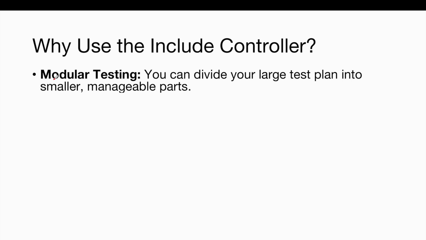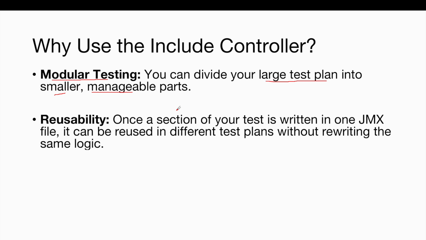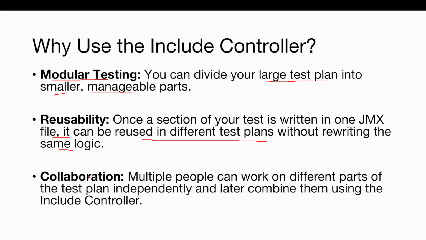Number one, modular testing. You can divide your large test plan into smaller manageable parts. You can work on small parts and later you can combine. Reusability. Once a section of your test plan is written in one JMX file, it can be reused for different test plans without rewriting the same logic. Collaboration. Multiple people can work on different parts of the test plan independently and later combine them using the include controller. So modular testing, reusability and collaboration, these are important advantages of using include controller.